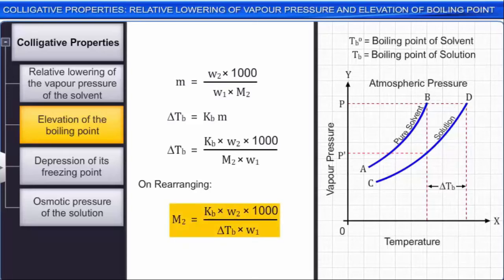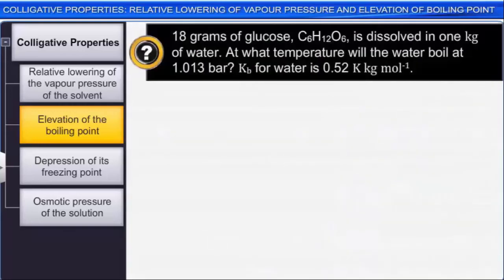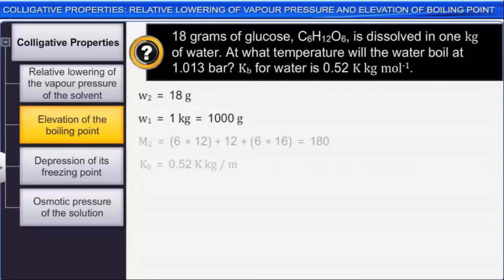Let us now solve a numerical based on elevation of boiling point. 18 grams of glucose, C6H12O6, is dissolved in 1 kg of water. At what temperature will the water boil at 1.013 bar? Kb for water is 0.52 Kelvin kg per mole. The first step is to list the variables given to us. W2 is equal to 18 grams, W1 is 1 kg, and Kb is equal to 0.52 Kelvin kg per mole.